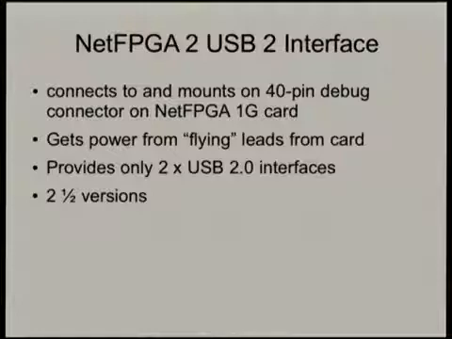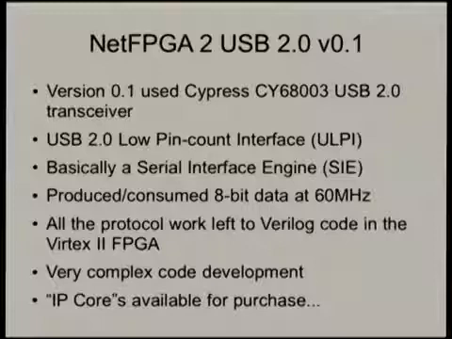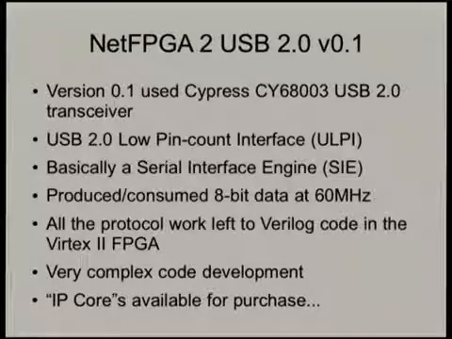There are only 2 USB 2 interfaces, which is enough to do a ping pong test and stuff, but not to realise the full 4-port design which we want to get to. And we're up to version 2.5. Version 1 was a bit of a disaster. Version 1 uses a Cypress USB 2 transceiver called a ULPI, Ultra Low Pin Count interface, which is basically a serial interface engine.